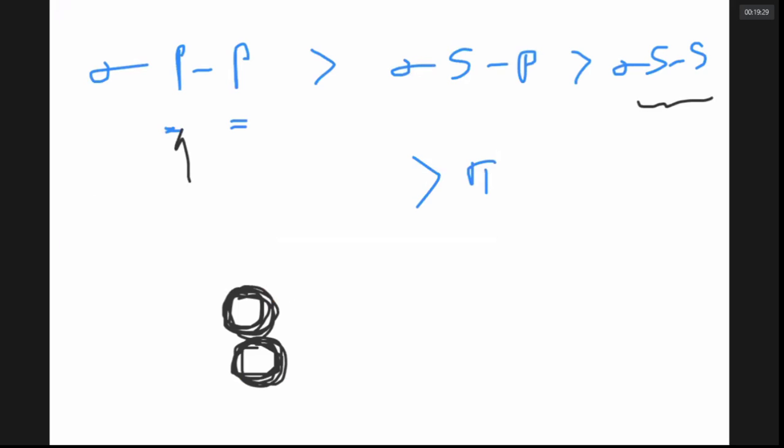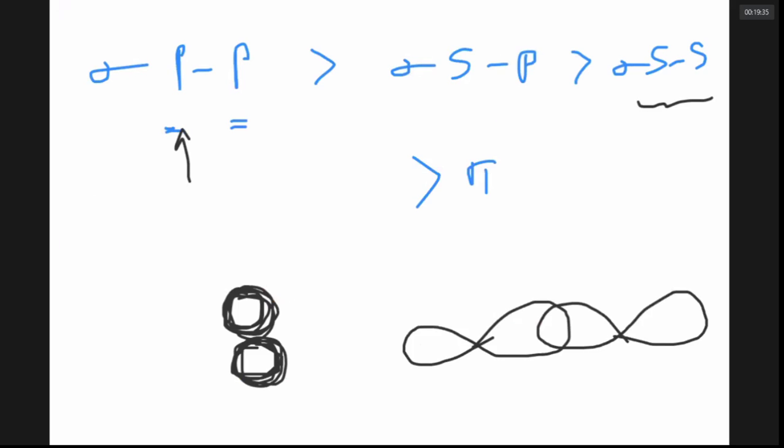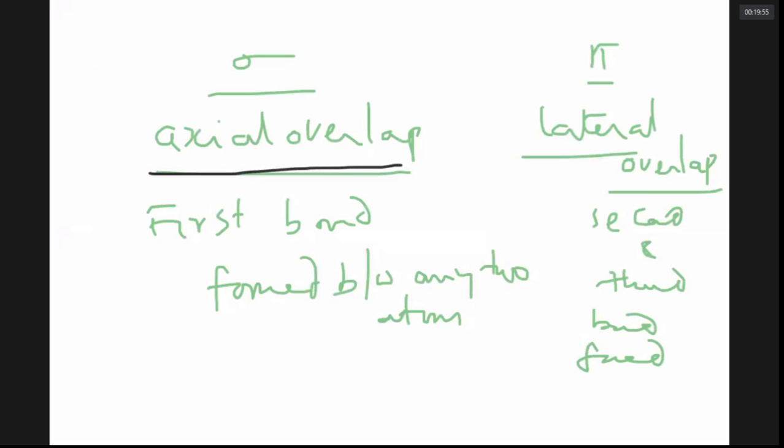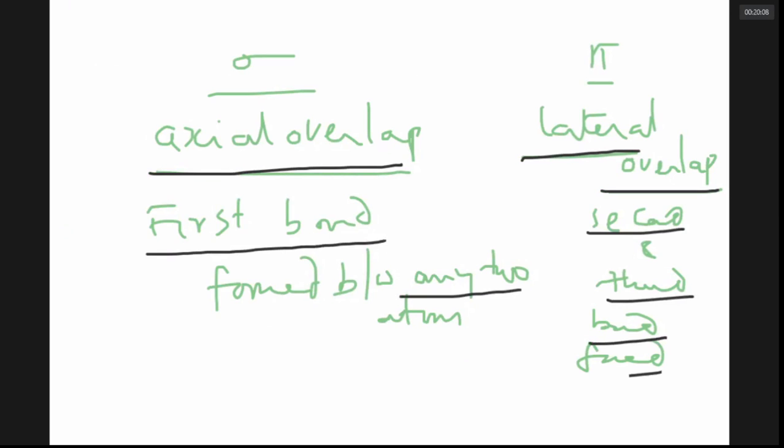Because the p orbital has a strong direction, it is like a dumbbell. It can effectively overlap with another p orbital. So sigma pp is always stronger than sigma sp overlap, which is stronger than sigma ss overlap, which is stronger than pi. So what is the difference between a sigma bond and a pi bond? A sigma bond is formed by axial overlap, a pi bond is formed by lateral overlap. Sigma bond is the first bond formed between any two atoms. And the second and third bonds formed between atoms can be pi bonds.